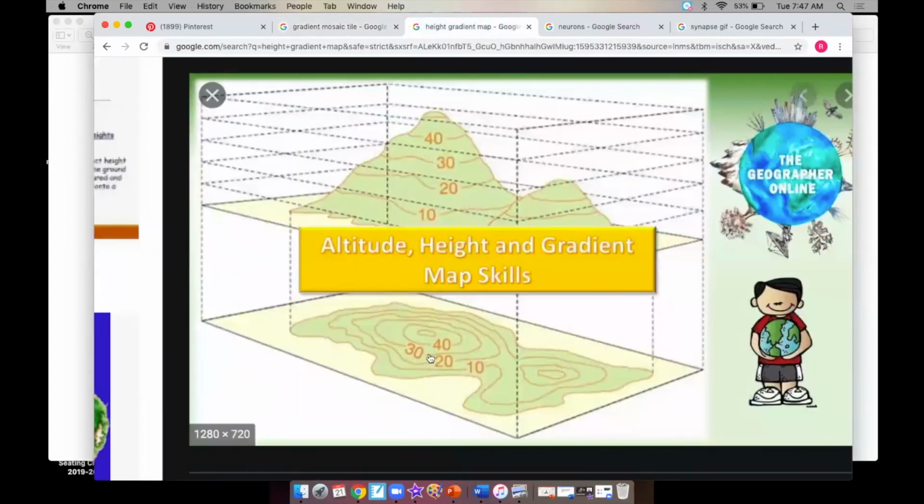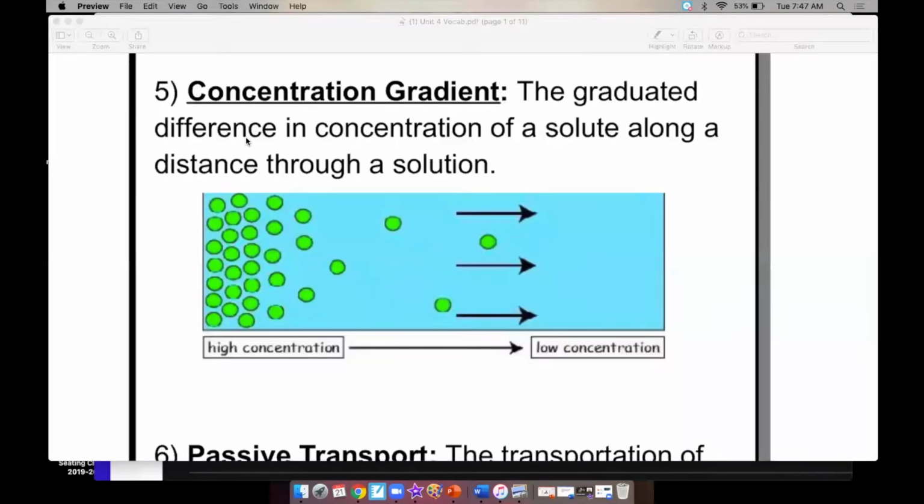Here we have a map down at the bottom here, right? And these lines are height gradients. Here's three-dimensional. What it actually means, it shows you a gradual change in height. So gradient is a gradual change. A concentration gradient is a gradual change in concentration of molecules.